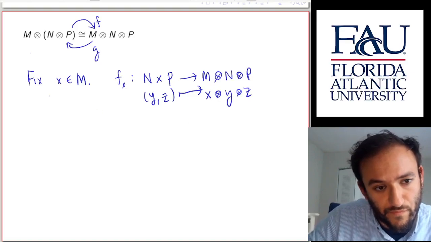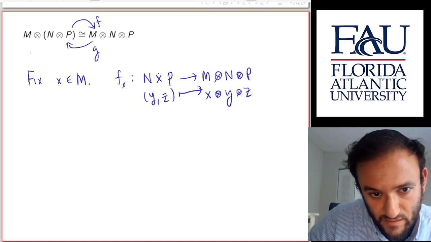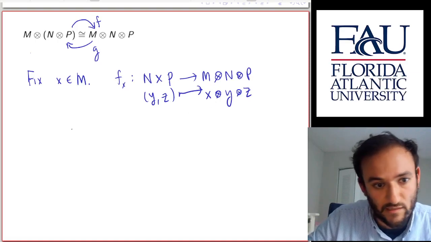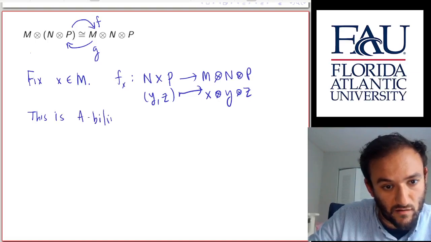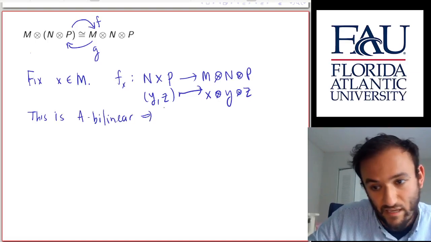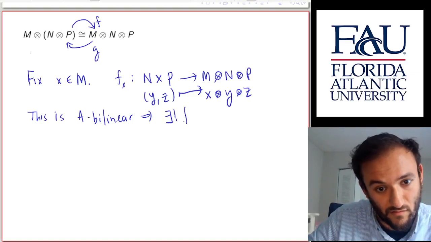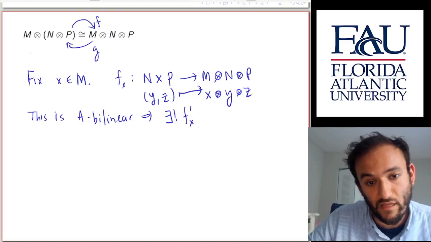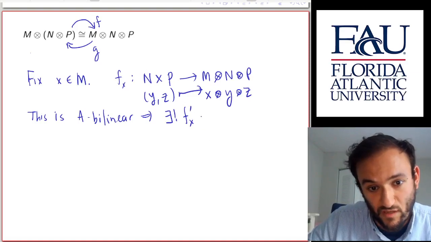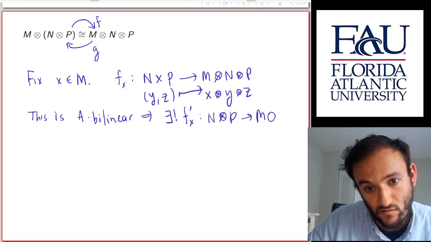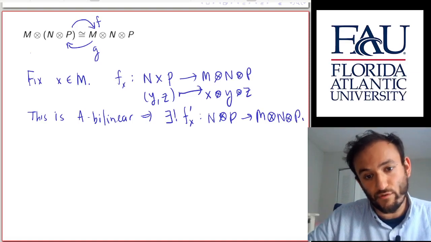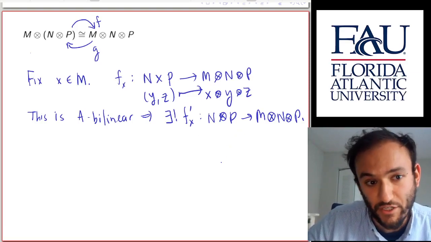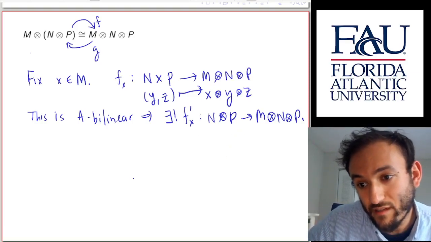So it's not hard to tell that this is linear in both coordinates. This is bilinear. So that means that there's a unique map from the tensor product N tensor P to the same module. Okay? So great. So now we have a map from the tensor product for each element in M.